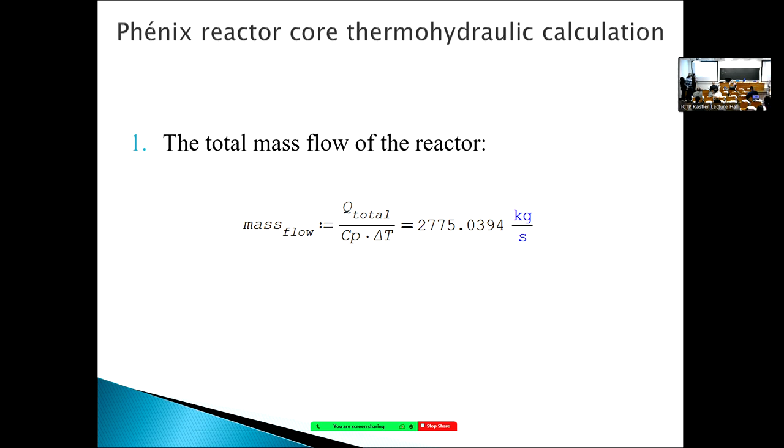We went for an approach using the delta T that we had as an input of 160 Kelvin. So we started by dividing the total core power by the CP and delta T. So we reached 2,775 kilograms per second.